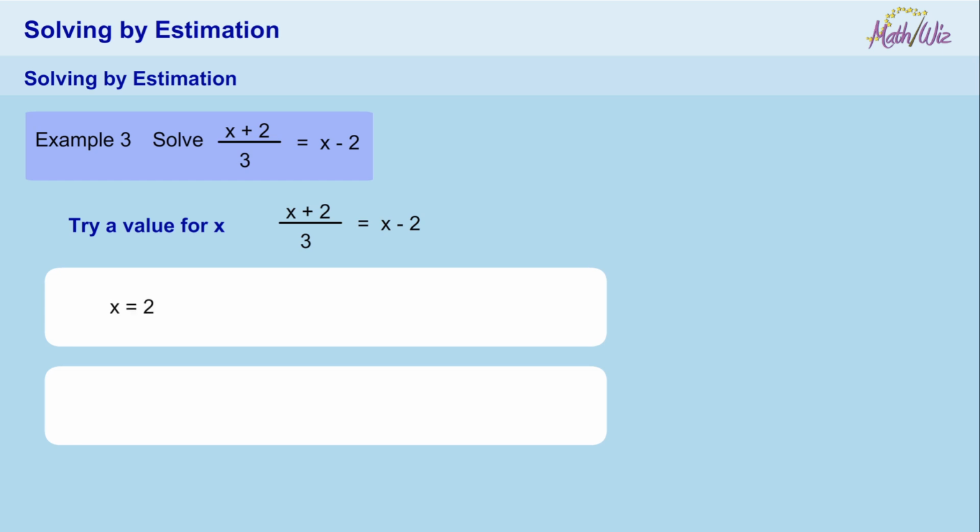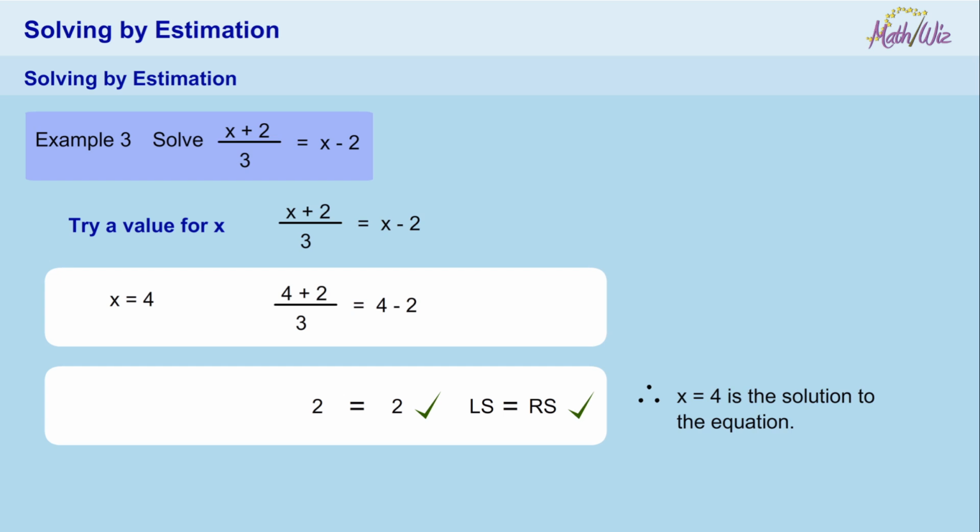Let's try x equals 2. Substitute into the equation. Left side is not equal to right side because 4/3 is not equal to 0. On to the next estimate, x equals 3. Doesn't look like it works. 5/3 is not equal to 1, so left side is not equal to right side. This is not the solution. Let's try again. x equals 4. 4 plus 2 over 3 equals 4, take away 2. 4 plus 2 is 6. 6 divided by 3 is 2. Hey, 2 equals 2. Left side equals right side, finally. Therefore, x equals 4 is the solution to the equation.